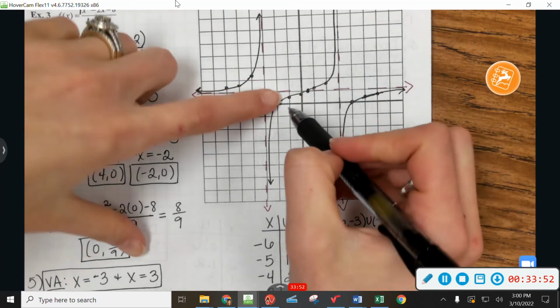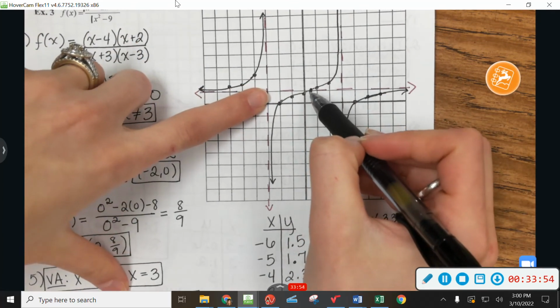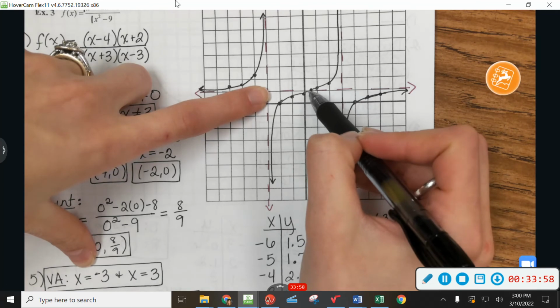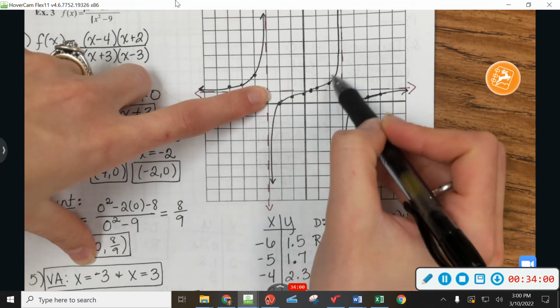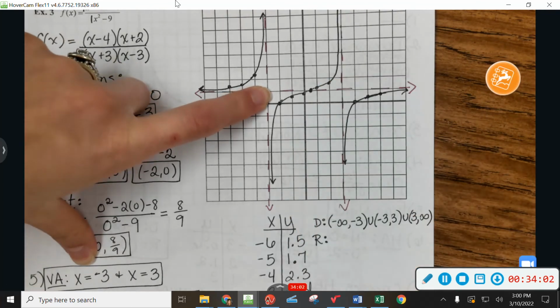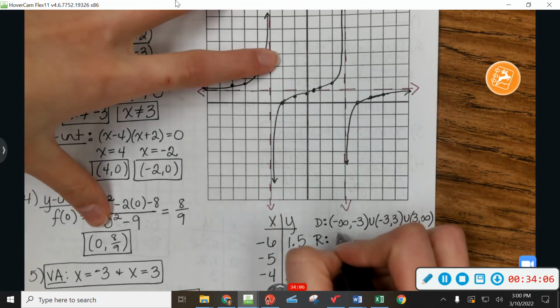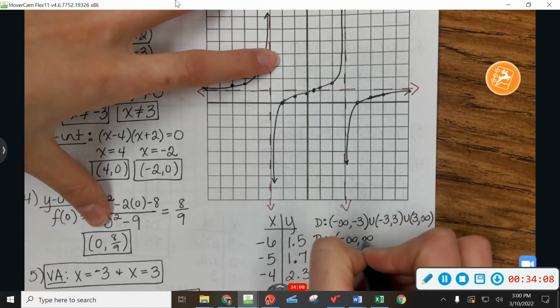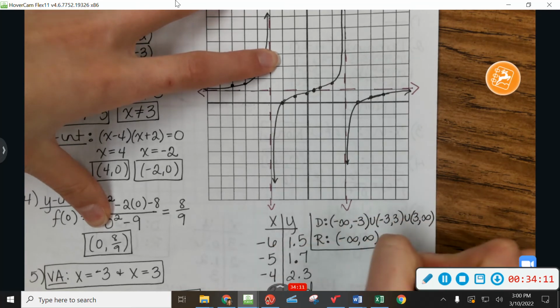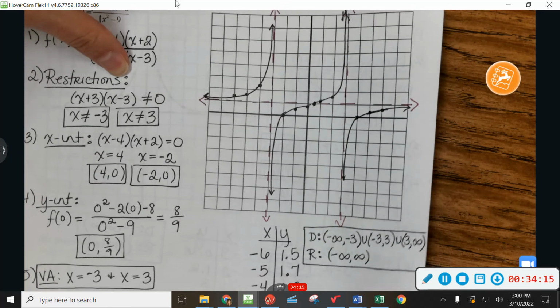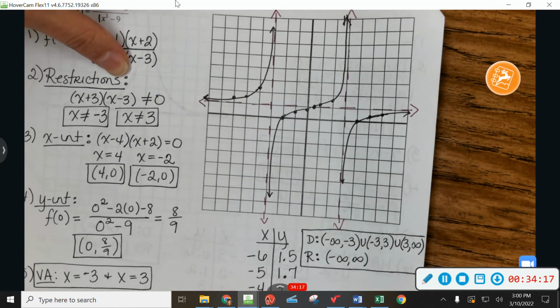Because the middle section crosses that horizontal asymptote. So typically we break at the asymptote, but it crosses it. So this goes all the way, every single y value would be hit there. Okay, so my range is going to be negative infinity to positive infinity. Okay, y'all good with that?